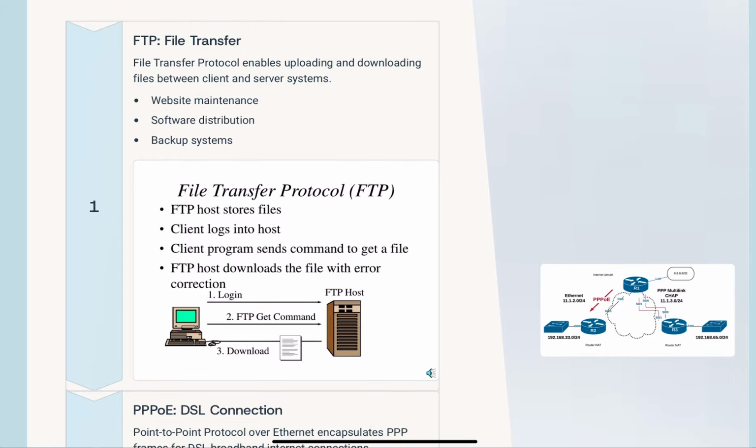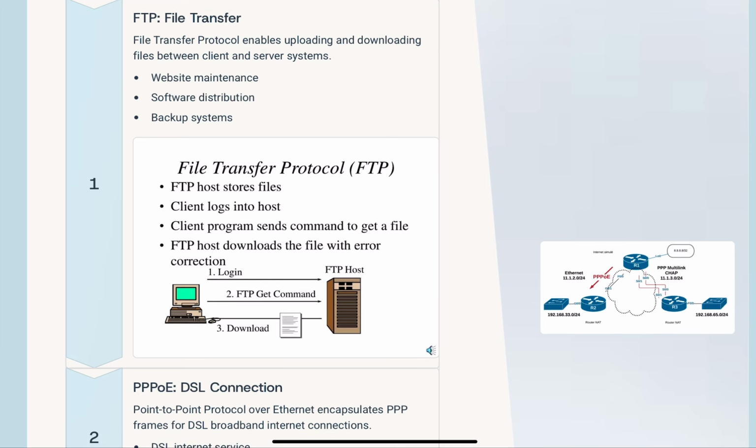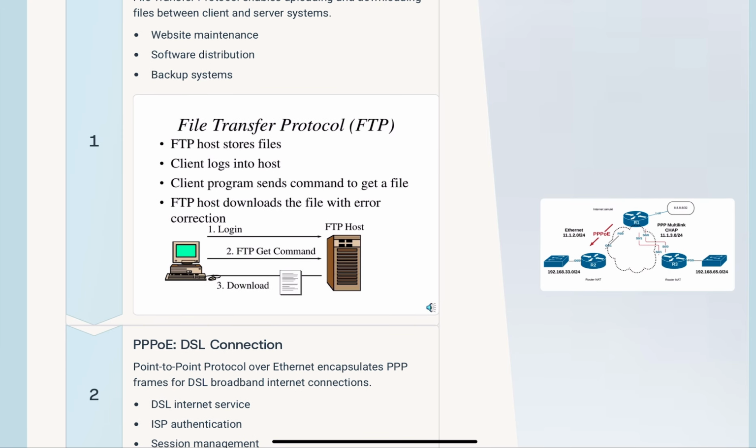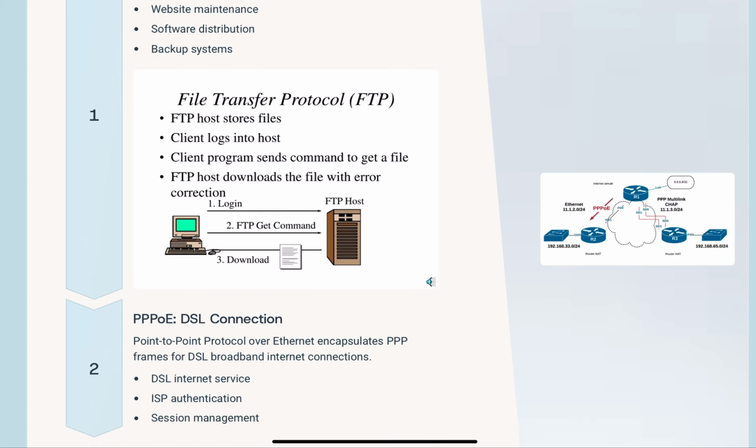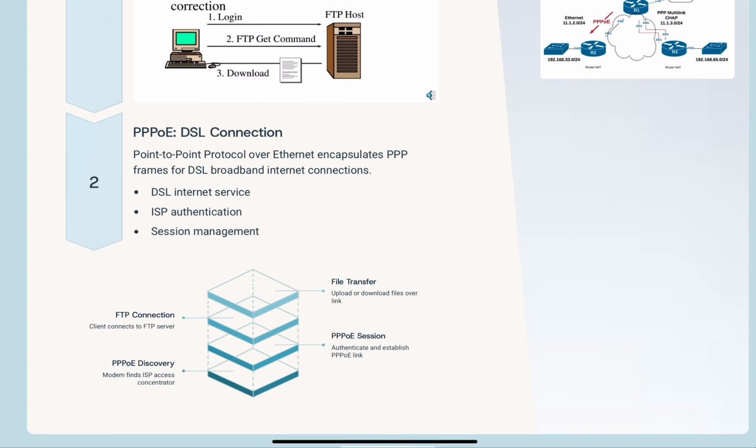And let's talk about the PPPoE. Okay, here is how the file transfer protocol works. It's just FTP: the host stores the files, the client logs into the host, and the client program requests a file. Then the FTP host downloads the file with errors or without errors, depending on whether you are authorized to get that file or not. And this is how it happens.